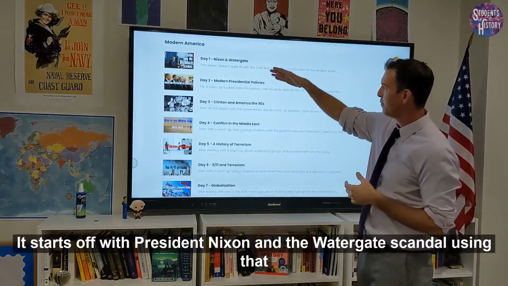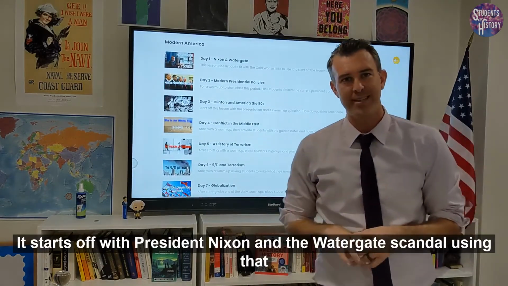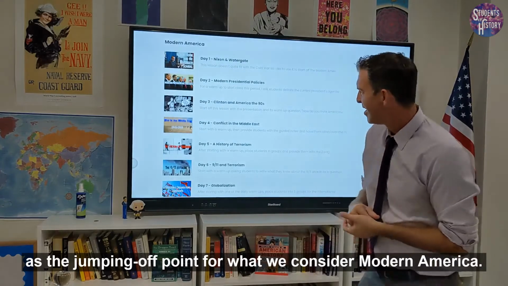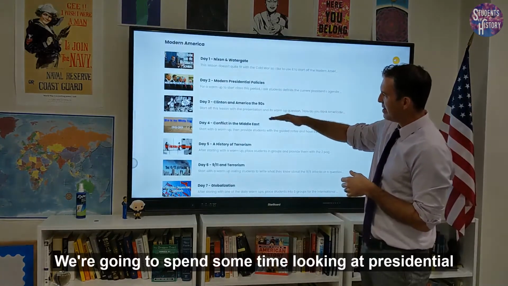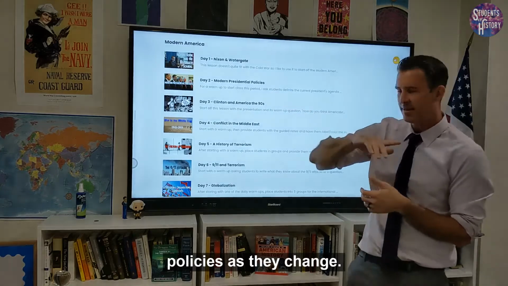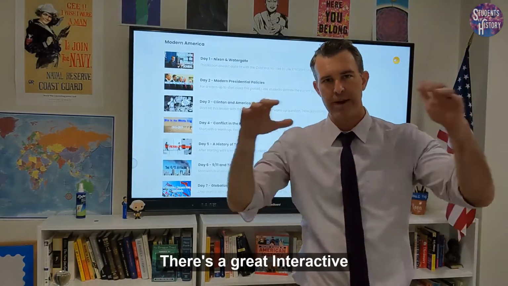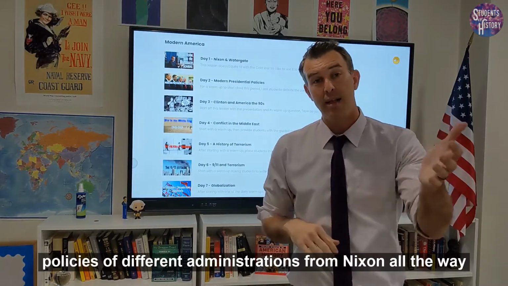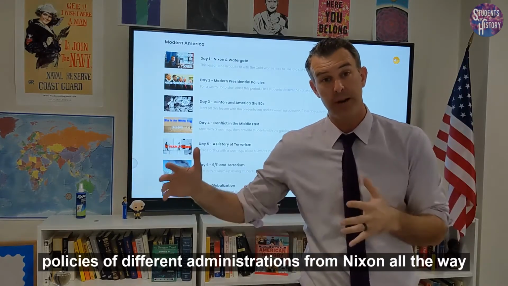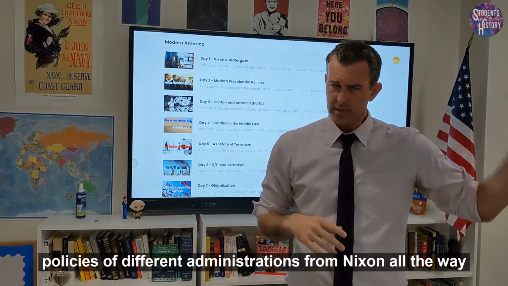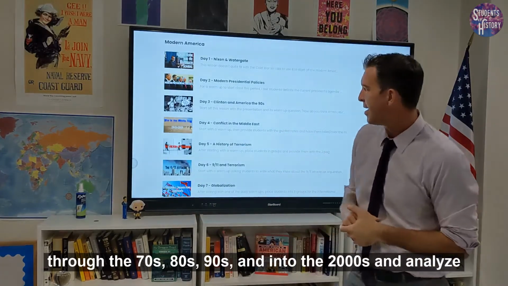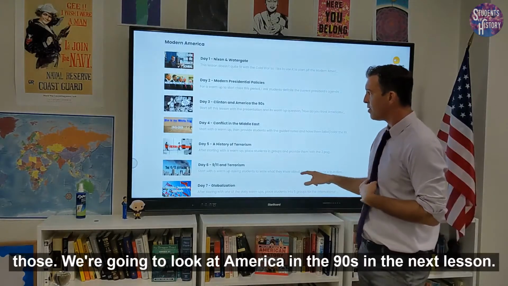You can see it starts off with President Nixon and the Watergate Scandal, using that as kind of the jumping off point for what we consider modern America. And then we're going to spend some time here looking at presidential policies as they change. There's a great interactive graphic organizer where kids are going to be analyzing the different policies of different administrations from Nixon all the way forward through the 70s, 80s, 90s, and into the 2000s, and analyzing those.